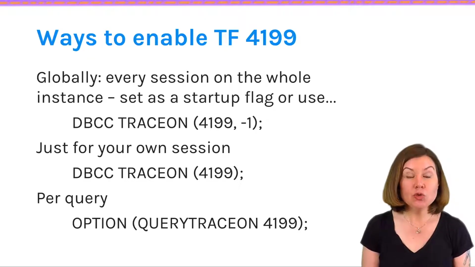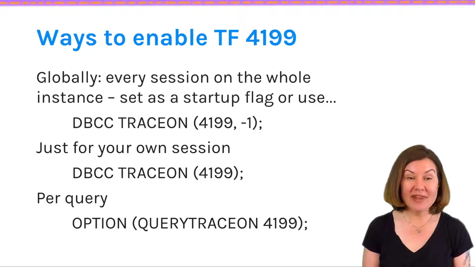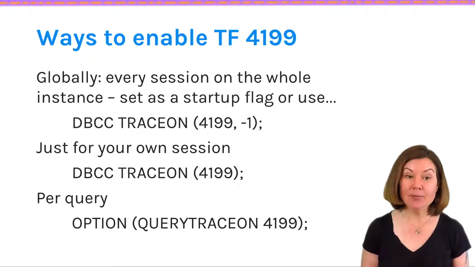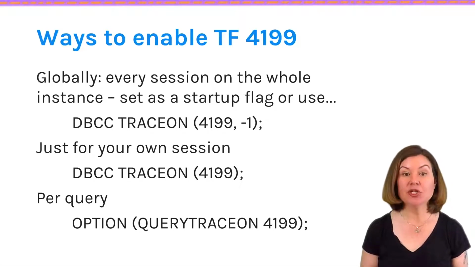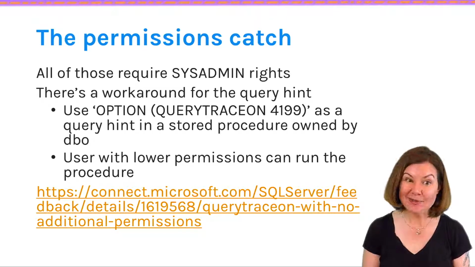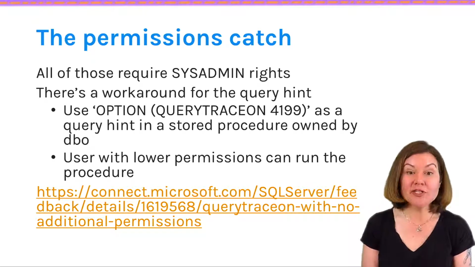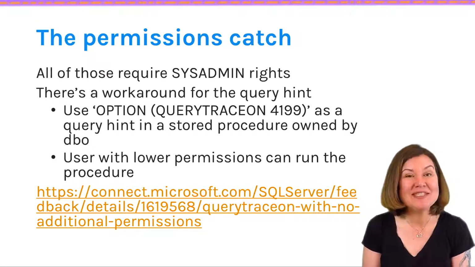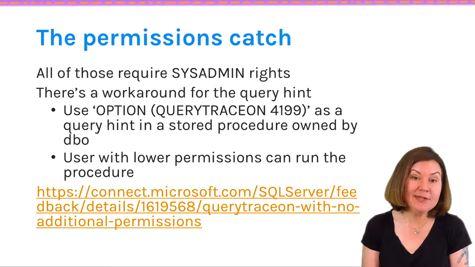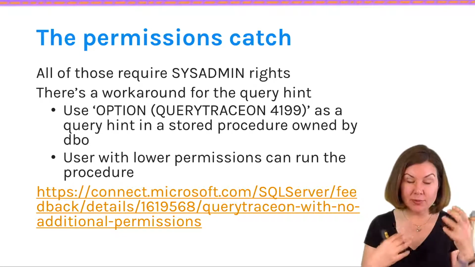Instance-wide. You could also enable it just for your session by using DBCC TRACEON without the -1. I'm saying just for my session, go ahead and enable it. And you can enable it per query using OPTION (QUERYTRACEON). All of these options require sysadmin rights, right? There is a workaround. If I just want to use OPTION (QUERYTRACEON 4199) for a specific query, I can create a stored procedure owned by the dbo schema and put the query hint in the stored procedure.